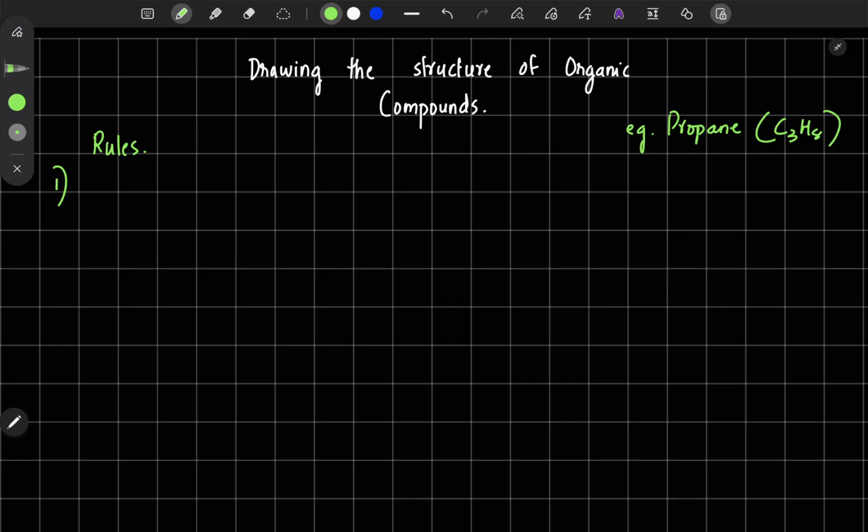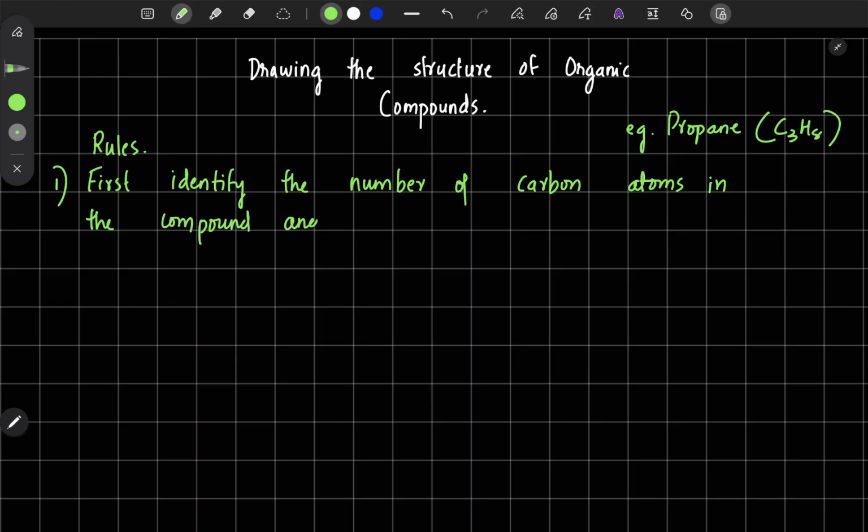So the first rule is, first identify the number of carbon atoms in the compound, and connect the number of carbon atoms in a straight chain.